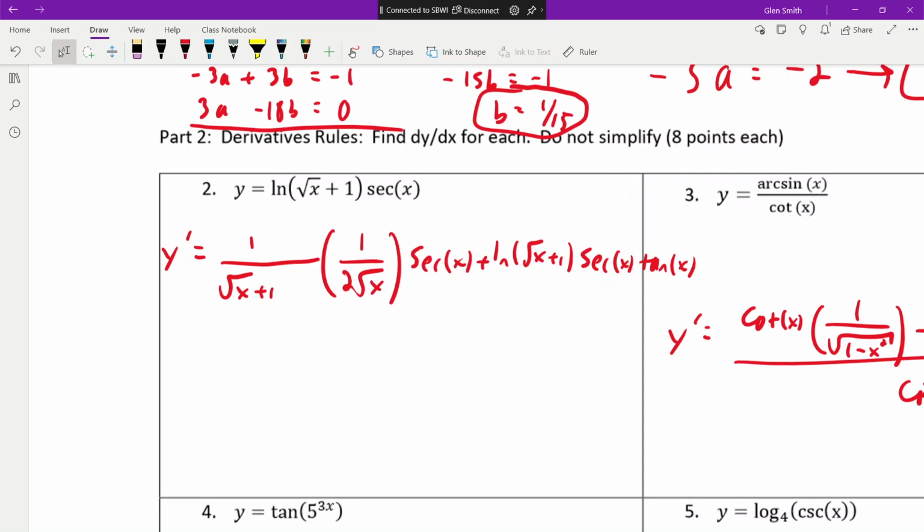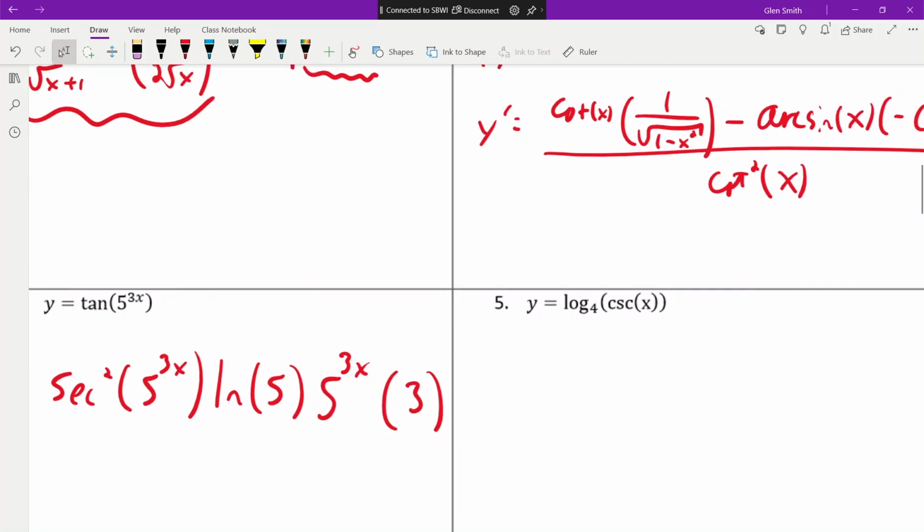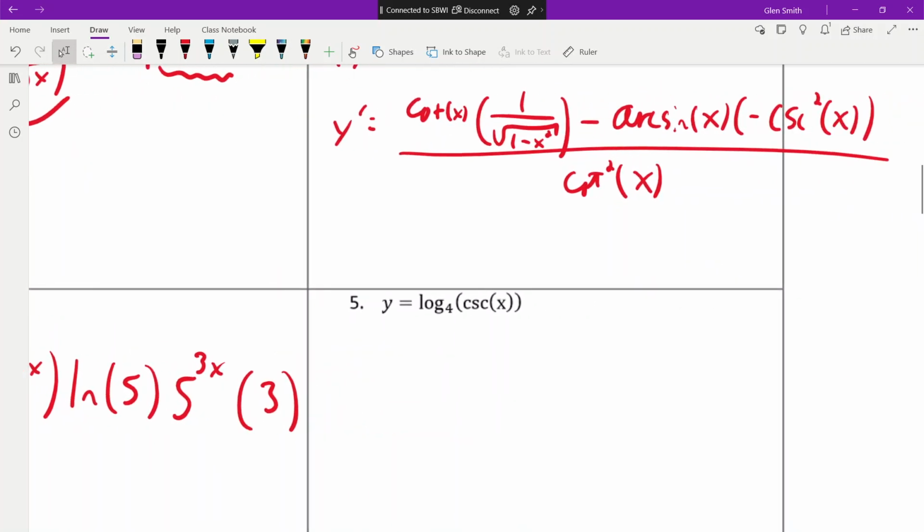What's up, Robert? For number 2, how do you see ln? Oh, up here? Like how did I derive it? After secant, you have ln of... Because it's plus, so we derive the ln here, right? Times secant. Then we leave the ln, and then we derive secant. Cool, it's product rule, right?